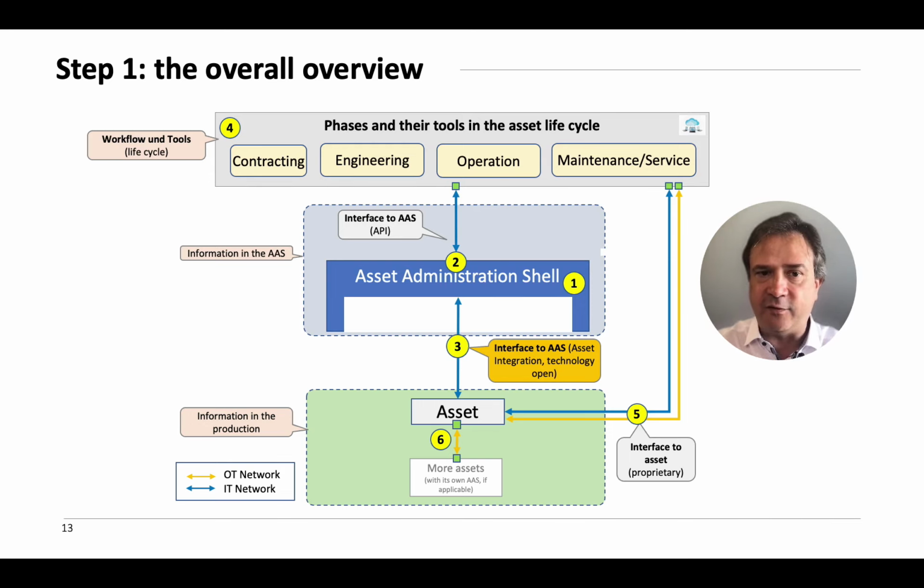This is the interface to the AAS, providing an API. Current state is it's a REST API, so that all the tools can access and can find the Asset Administration Shell in the network. And it has a south port that interconnects the Asset Administration Shell with the asset, and this is technology open. There is no technology proposed by the IDTA. So that's the first part to understand the position of the Asset Administration Shell.